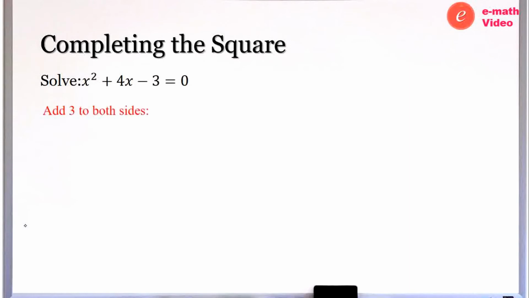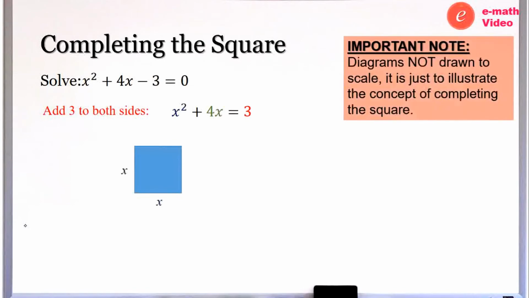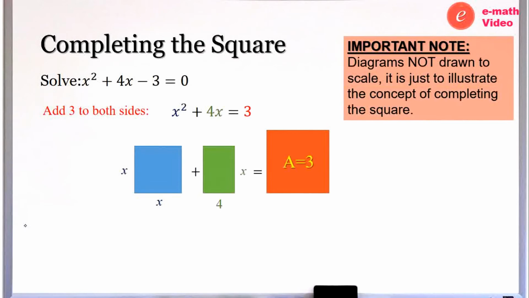First we add 3 to both sides so that we have x squared plus 4x equals 3. Each term in this equation represents the area of a shape. For x squared, it's represented by a blue square with side length of x. The area of the square is x times x, which is x squared. The term 4x represents the area of this green rectangle with a height of x and length of 4. The area of this rectangle equals 4x. On the right hand side, we will have an orange square with area of 3. We don't know the exact dimension of the square, so I'm just going to write area equals 3.